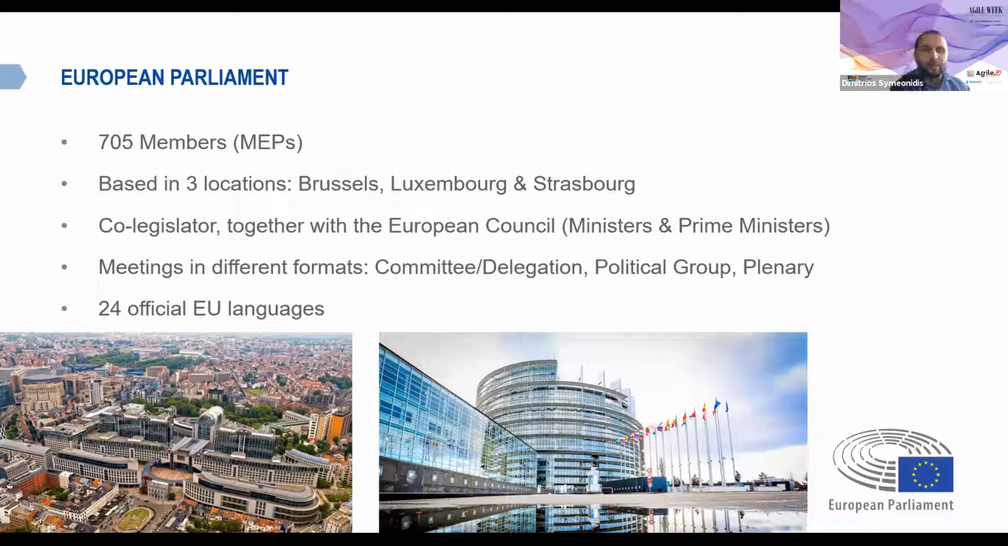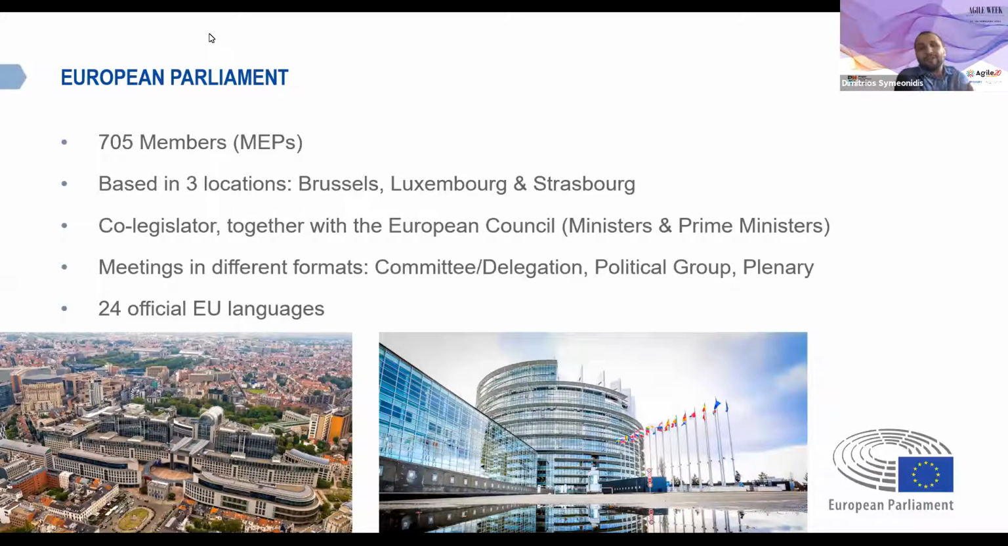The European Parliament is a co-legislator for the EU, in the sense that the European Commission, which is kind of like the government, imagine, is proposing legislation, has the initiative to propose legislation, and then the European Parliament, together with the European Council, are co-legislators in the sense that they amend and approve or reject this legislation. Think of it a bit like an upper and lower house, or Parliament and Senate. The European Council, of course, is composed of ministers and prime ministers.